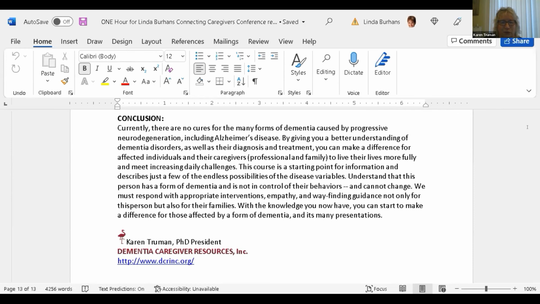So we wanted to give you a starting point for all of this. This person with a form of dementia is not in control of their behaviors. They cannot change. We have to respond with appropriate interventions, empathy, and wayfinding guidance, not only for this person, but for their family. So let's make a difference for those affected by a form of dementia and its many presentations.